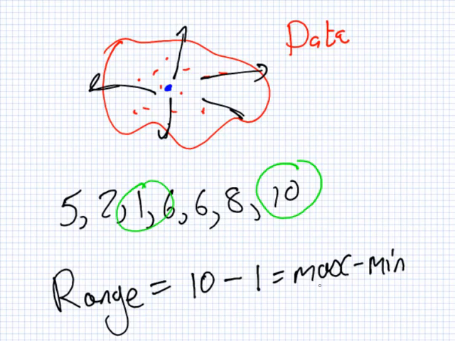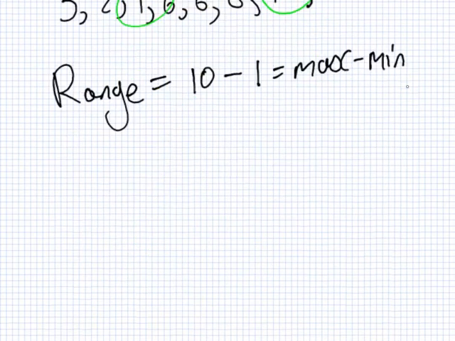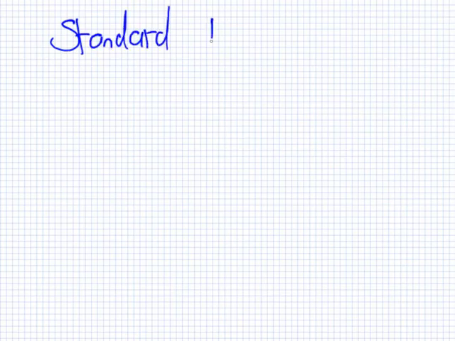But this is not the best way to measure, because if I just add in an extra person here of 100, what happens to my range? It becomes a lot bigger, doesn't it? And all I've done is add in one extra point, which is far away. So we have another way to measure how spread out our data is. We don't use range, we use something called the standard deviation.